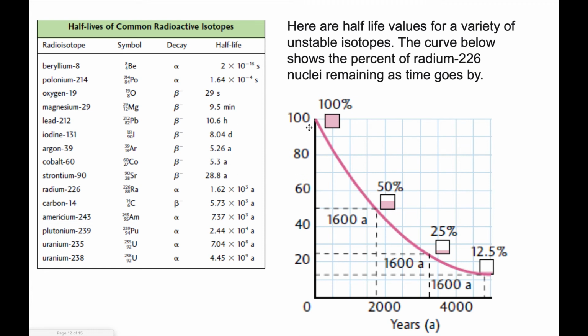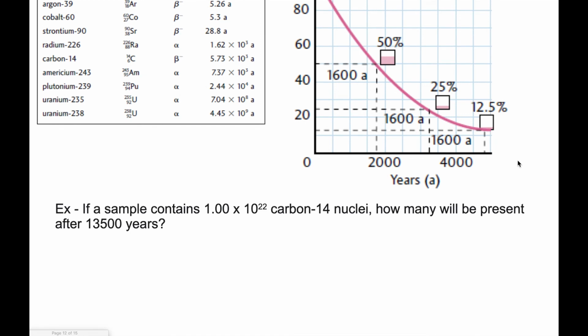Here's a graph that shows exactly what that equation that we just came up with is telling us. After one half-life, here, 50% of our sample remains. After 2 half-lives, half of 50% remains. That's 25%. After 3 half-lives, half of that remains. That's 12.5%.